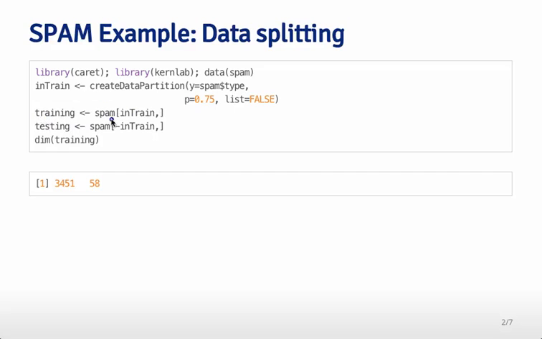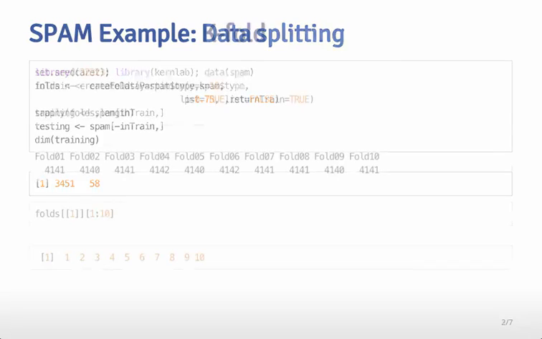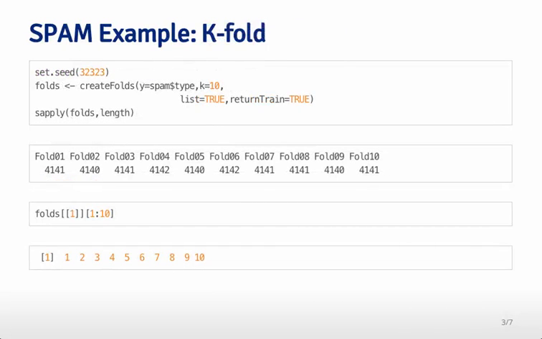So the training set we create by subsampling the spam data frame into only those samples that appear in the training set. And then the testing set is all the remaining samples, which you can do in R by using this minus sign to indicate that they're all the samples that don't appear in this inTrain index variable. So now that's one way to split your data into a training and test set right at the beginning.